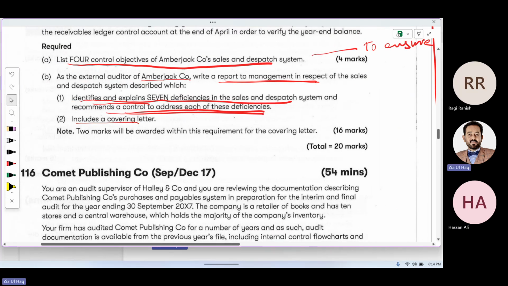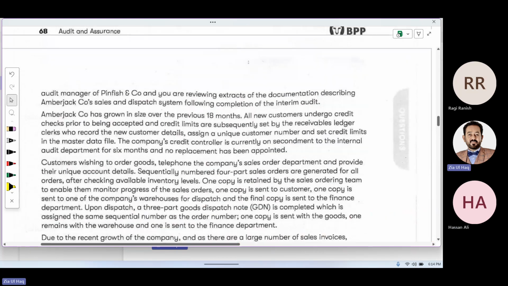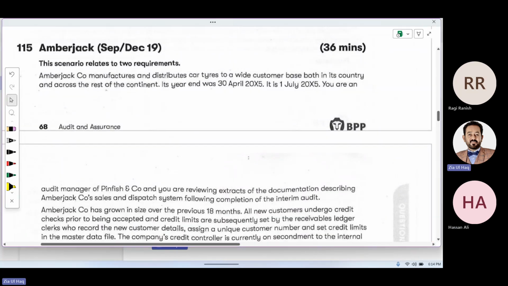So we need to identify 7 deficiencies. 7 deficiencies and their controls mean 14 marks for this, and 2 marks for the presentation of the report, meaning 2 from subject and date. These are the free marks. There is no knowledge applied. It's not relating to audit. So we need to identify 7 weaknesses in the sales and dispatch system.